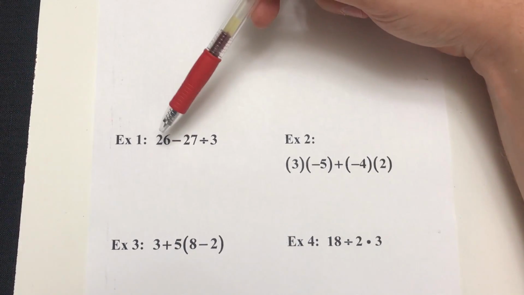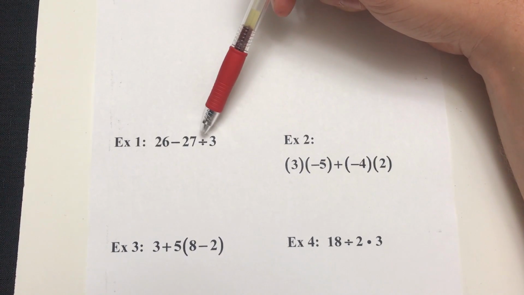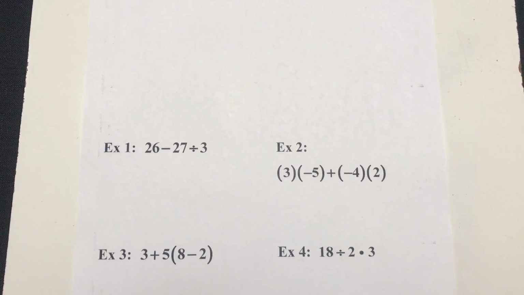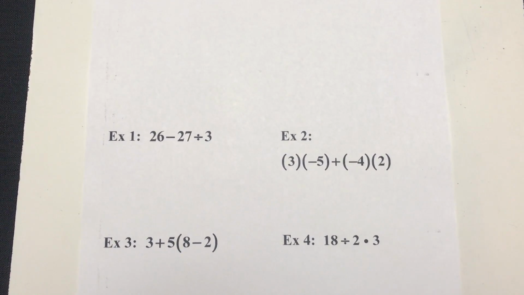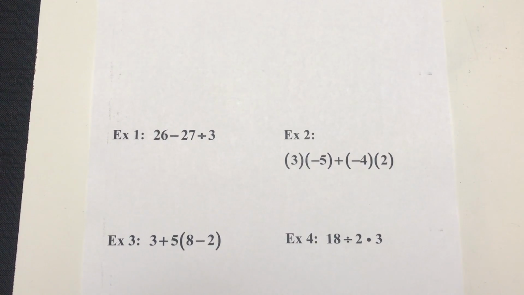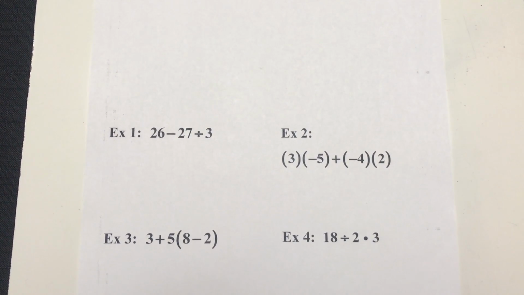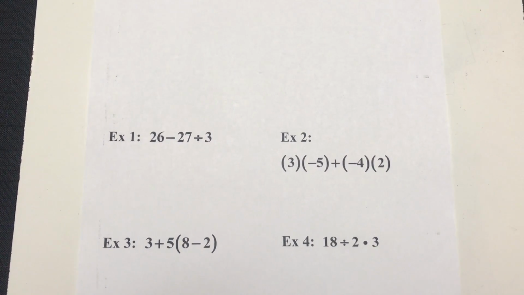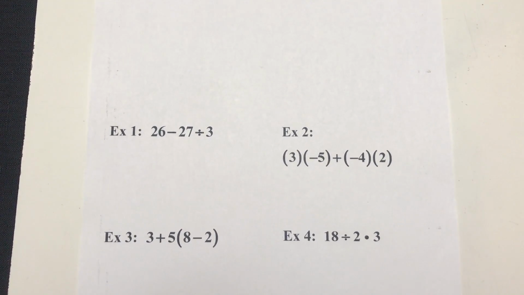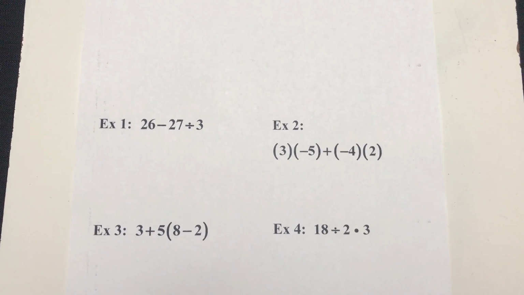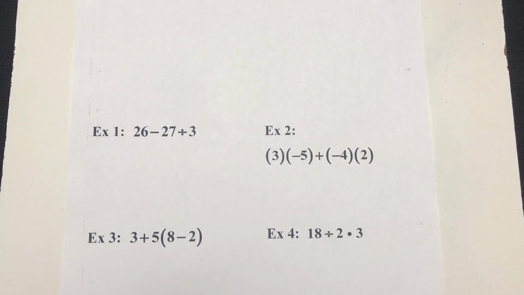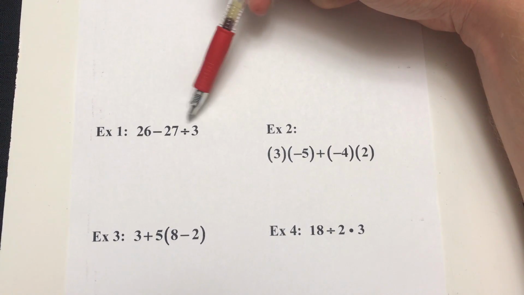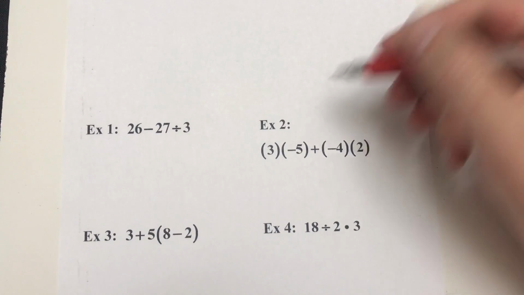Example 1. We have 26 subtract 27 divided by 3. According to the order of operations, we need to first check for grouping symbols. We do not have any grouping symbols in this problem, so we can move on. Next comes exponents. Again, there are no exponents in this problem, so we can move on. The next on our list is division and multiplication. We do them in order from left to right. Since the only operation that we see out of those is division, we need to perform this division first. 27 divided by 3 is 9.